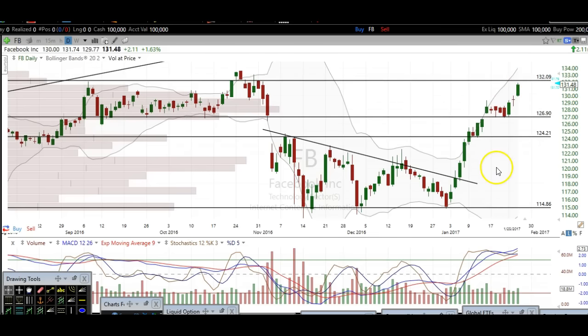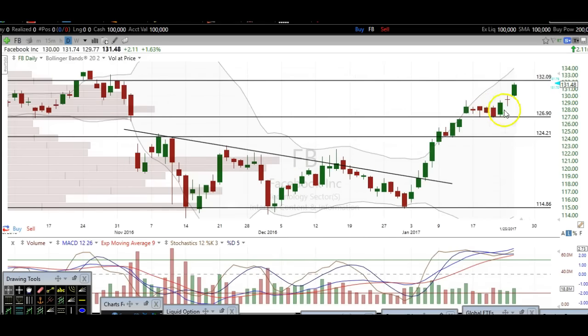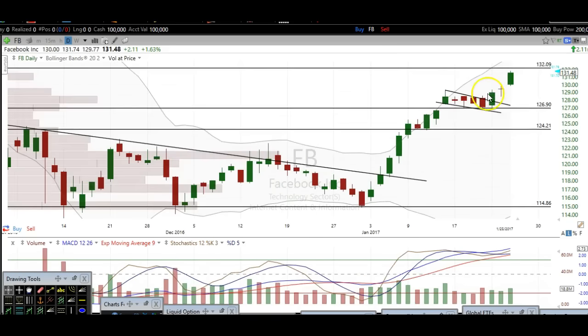So just to kind of review so you can learn a thing or two, this was a great long signal as we broke over that downtrend line right here. Another great long signal was right here as we broke over this little resistance, over this little bull flag here. I don't like to get too technical on these patterns. It's just a sideways consolidation pattern, and then you can see that we broke over that right there. That's an easy signal, and you can see that we headed higher from there.